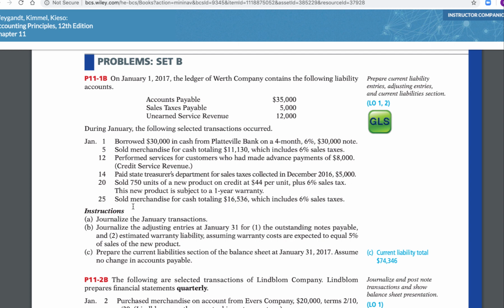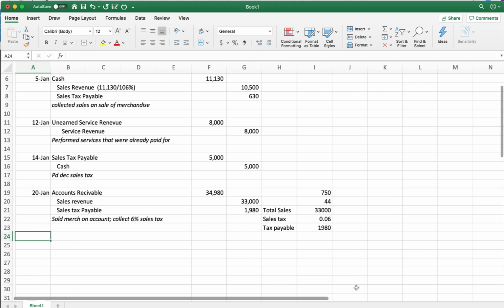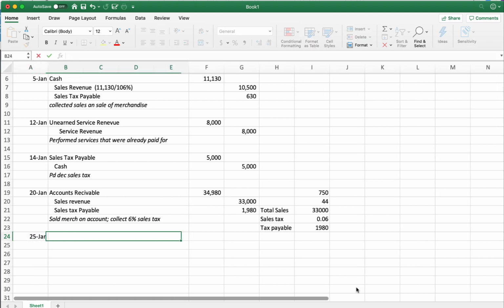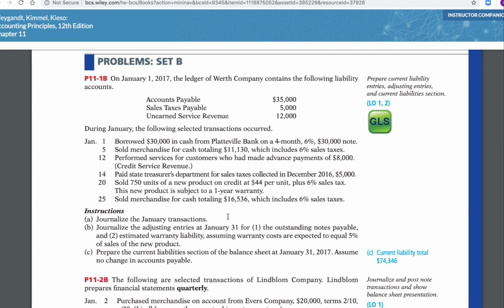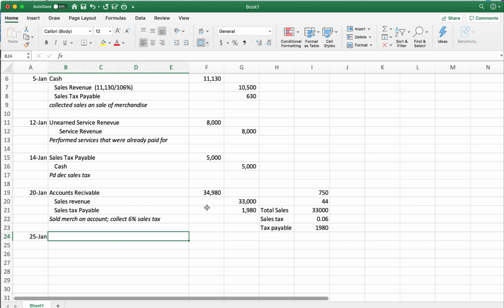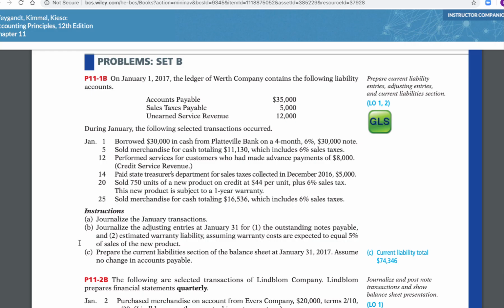Okay, the 25th, the last one. So January 25th, what do we do? January 25th, we sold merch for cash totaling $16,536. This total cash that we received from selling merchandise includes sales tax. No problem. You already know how to do that, right? So, how did we sell the merchandise? Well, we sold it for cash, so our cash is going to go up. We have sales revenue, and we have a sales tax payable that we need to hit, okay?